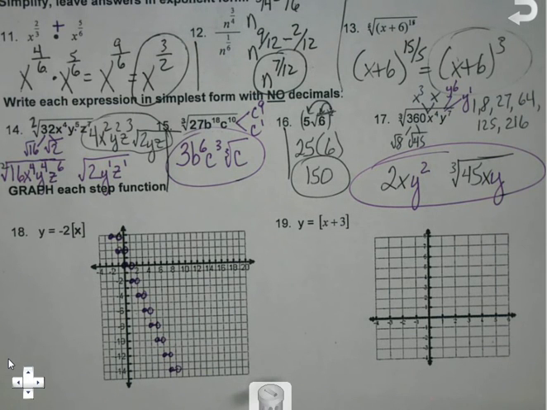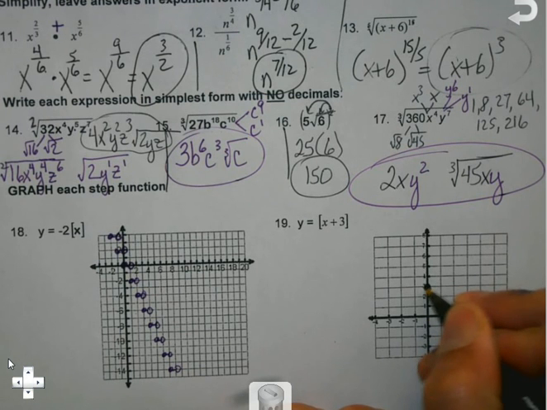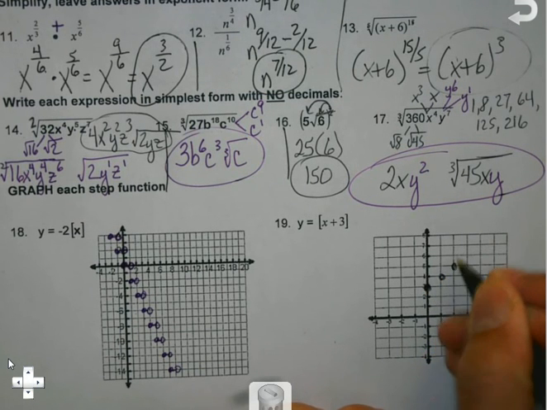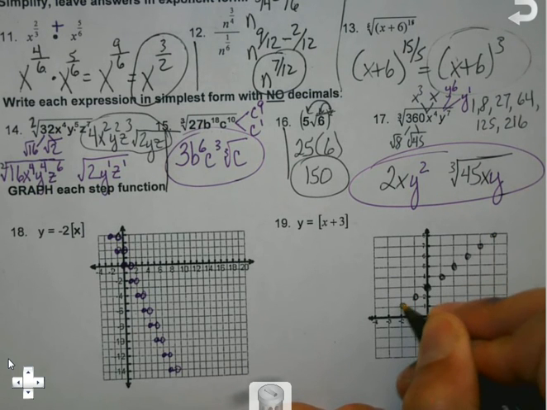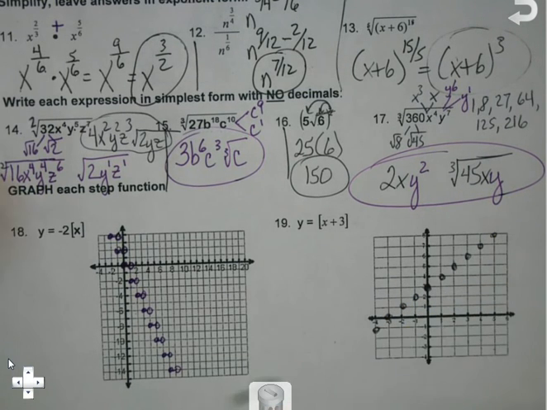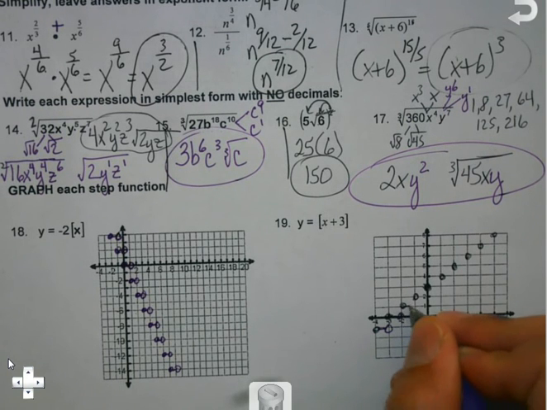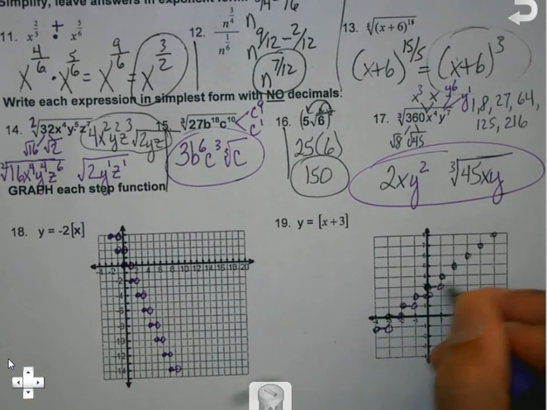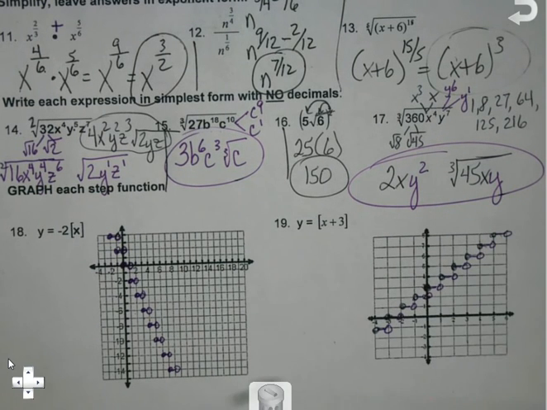And I do the same thing on 19. If I was graphing this line, x plus 3. Okay. Slope is 1. Get those going. And again, it's always to the right, open circle. To the right, open circle. Okay. Not just plain lines and absolute value. The brackets tell me that it's going to be a step function. So again, nothing too bad.